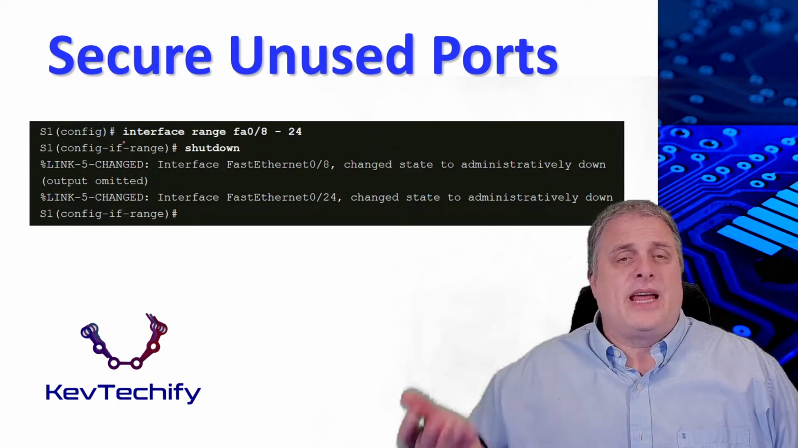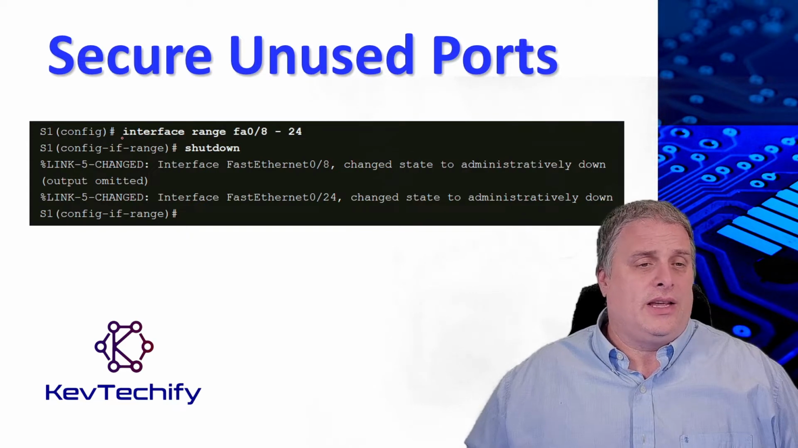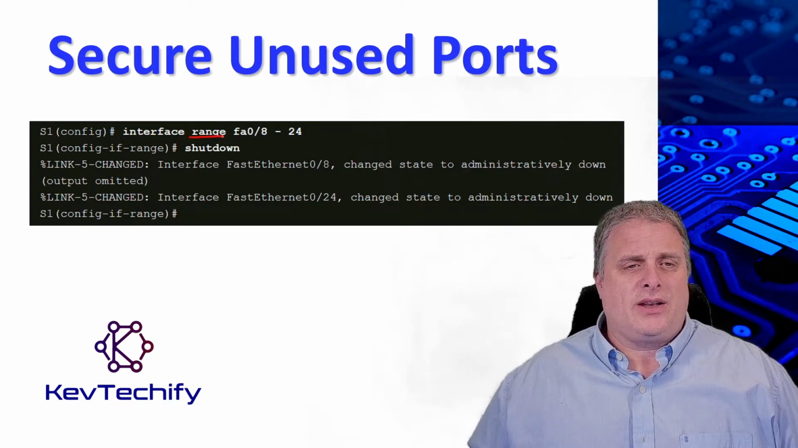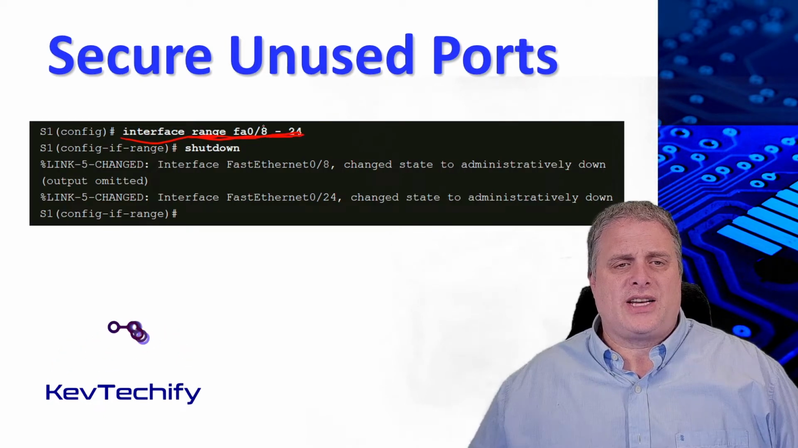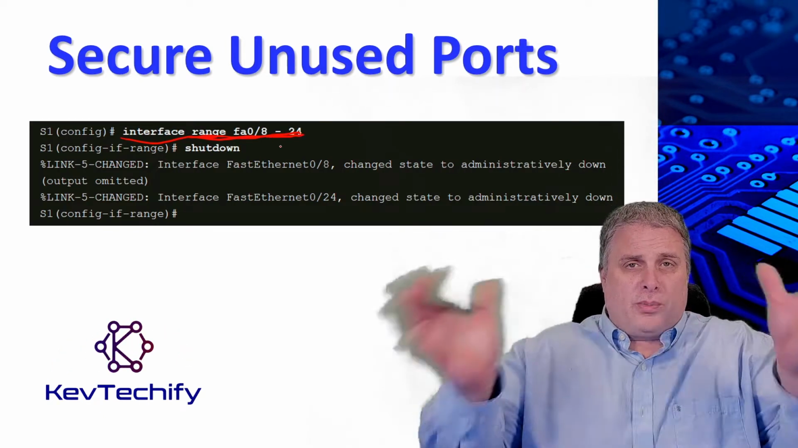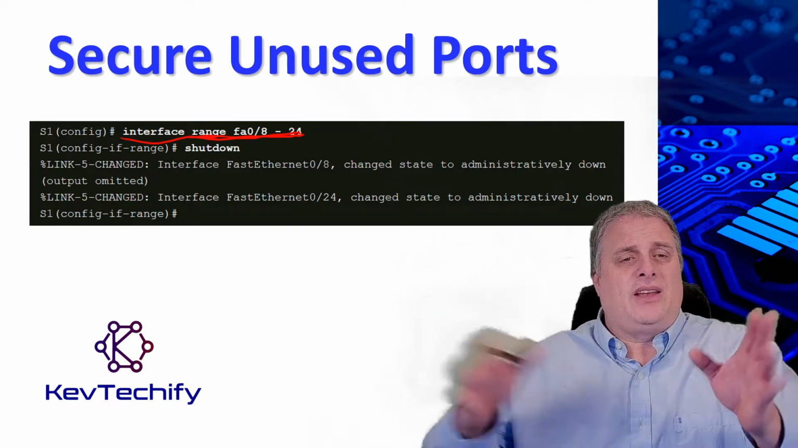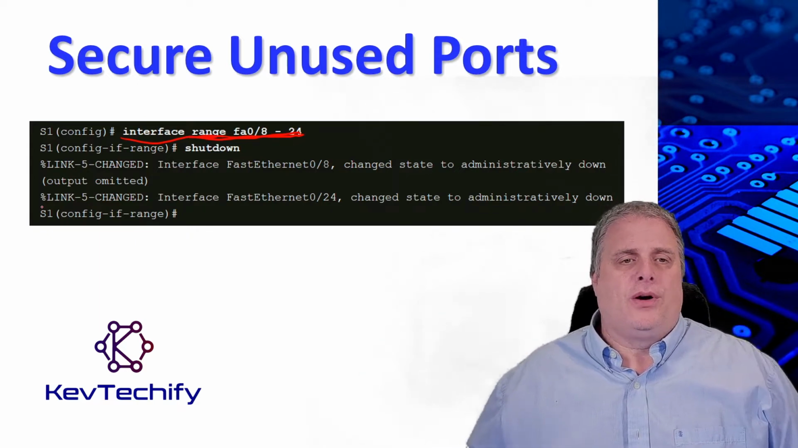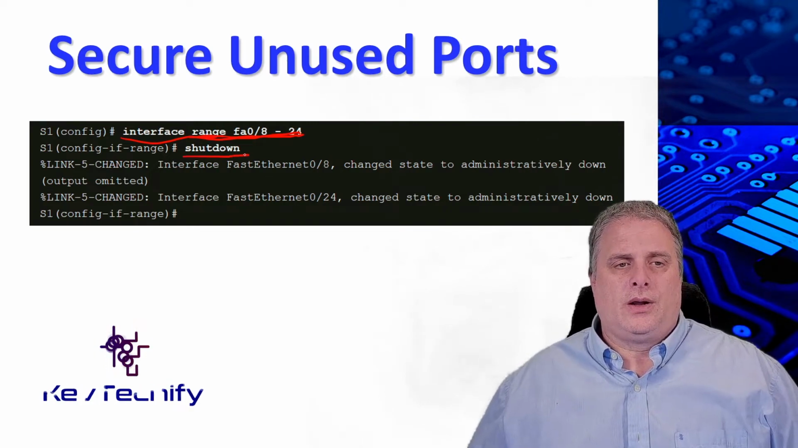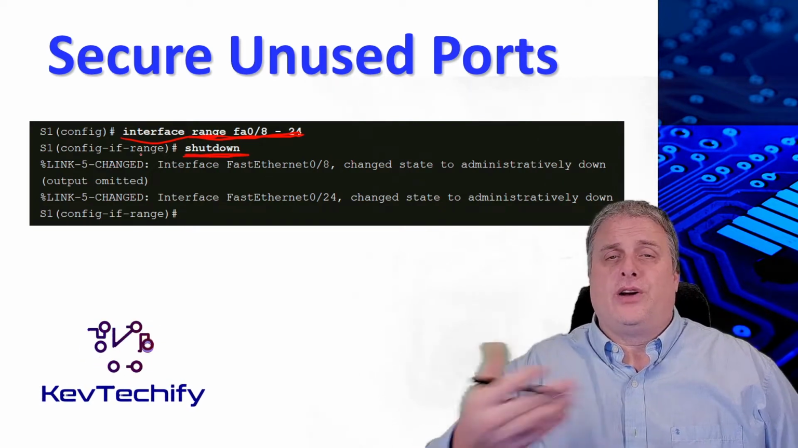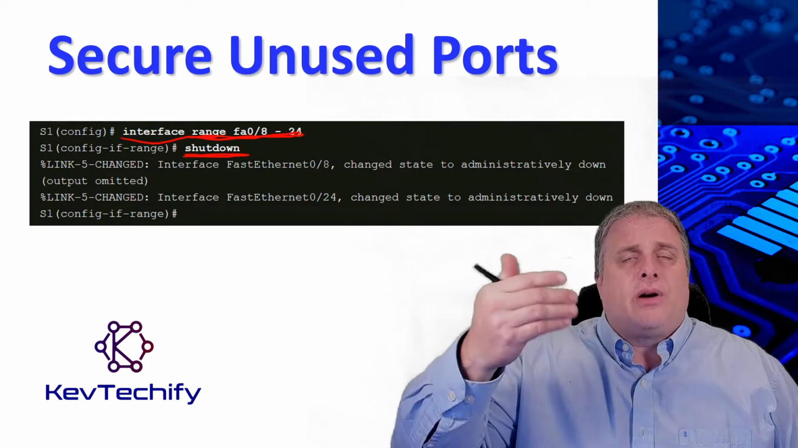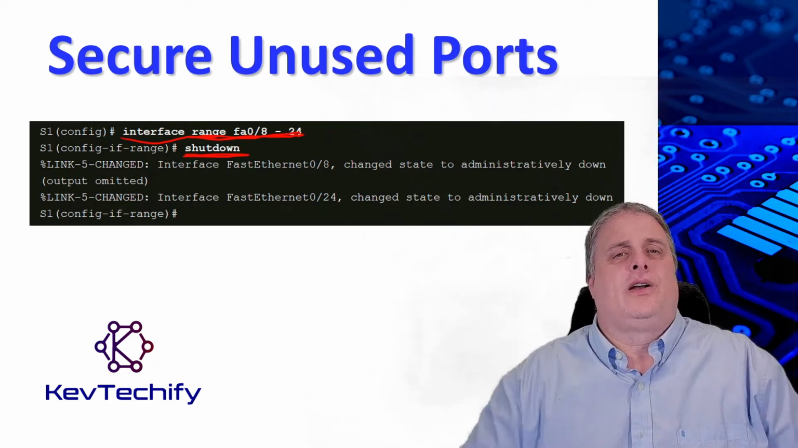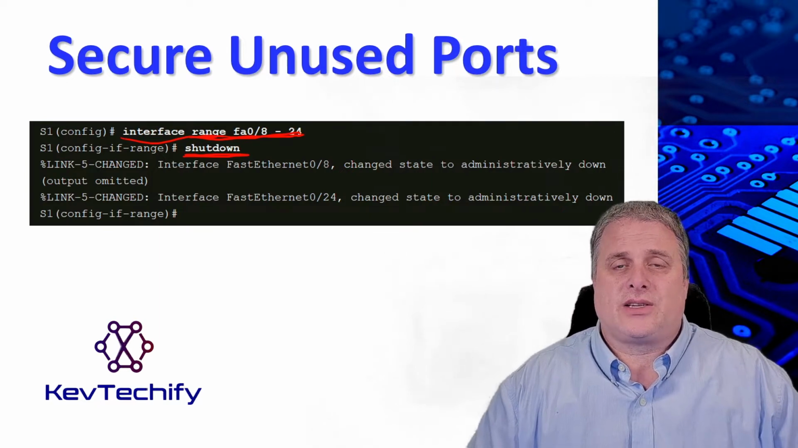To disable it, you have to go into the interface itself. You can use the range command, so we're doing a range of Fast Ethernet 0 to 24. So, interface range FastEthernet 0/8-24, and that'll apply to all those Fast Ethernet ports from 8 to 24. And then to disable that port, all you do is type shutdown. Most of us know that to activate the port, you go in there and type no shutdown. Well, now because it's not being used, let's go ahead and shut it down. And so that's a simple way to help secure your switches from unauthorized access.